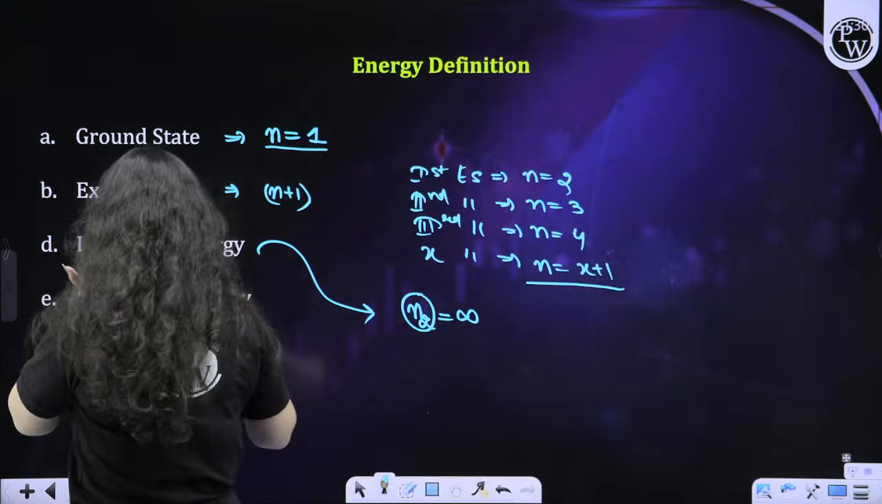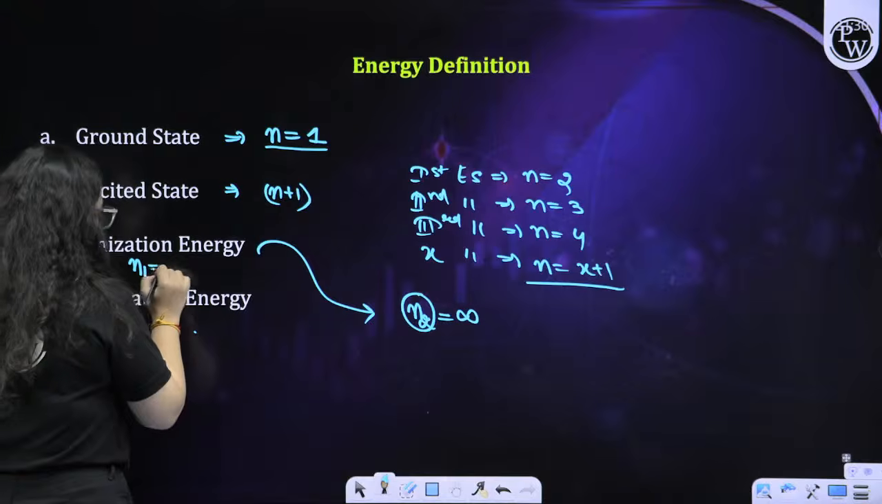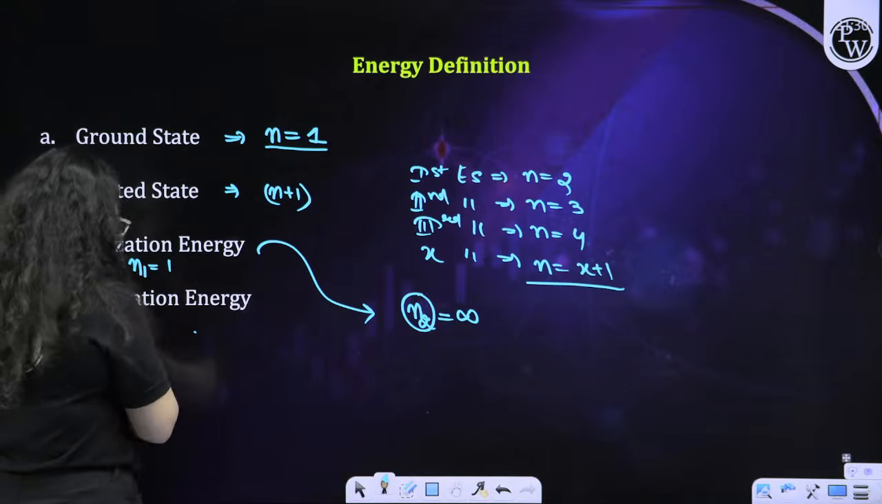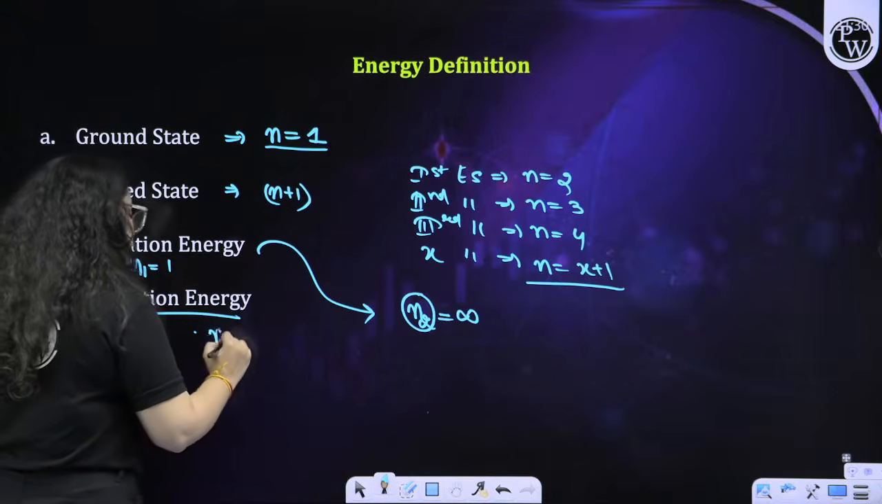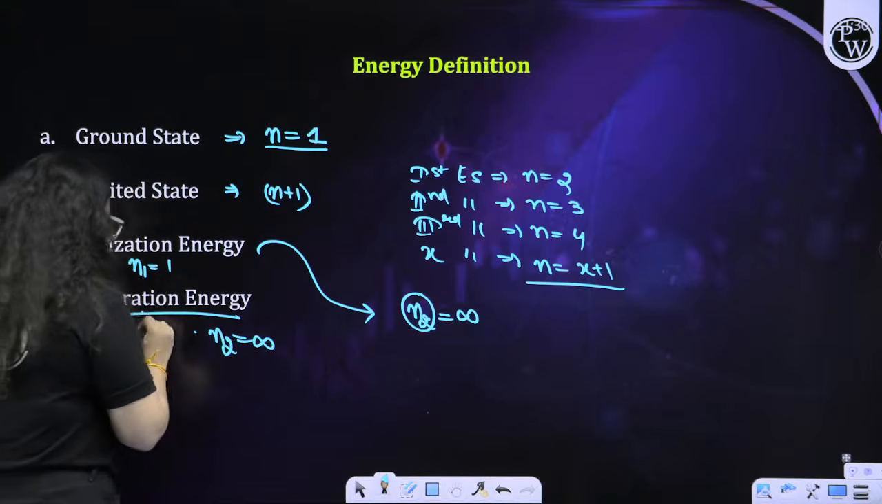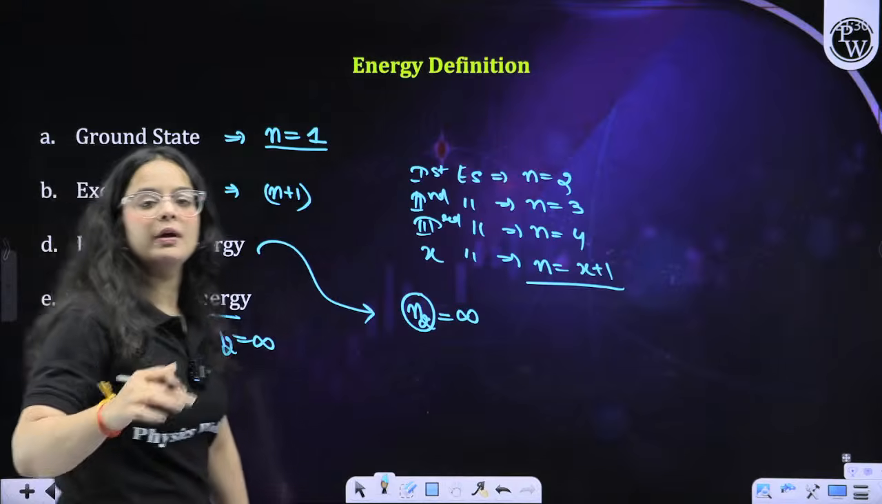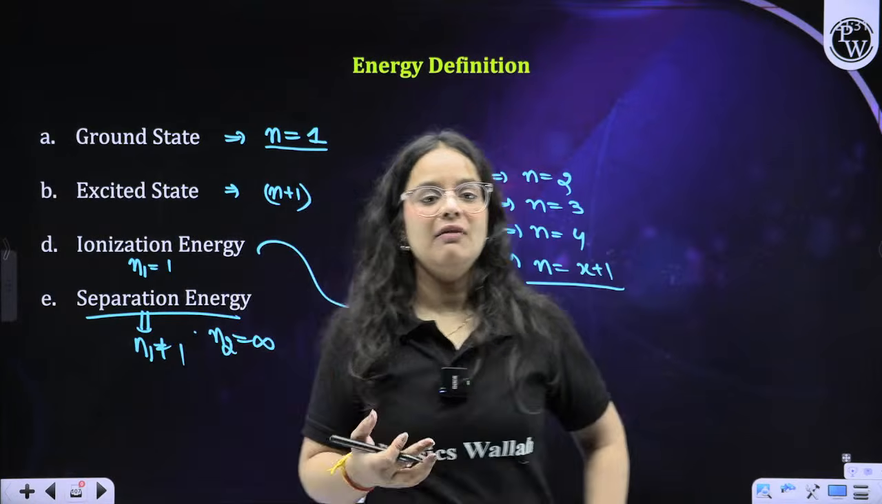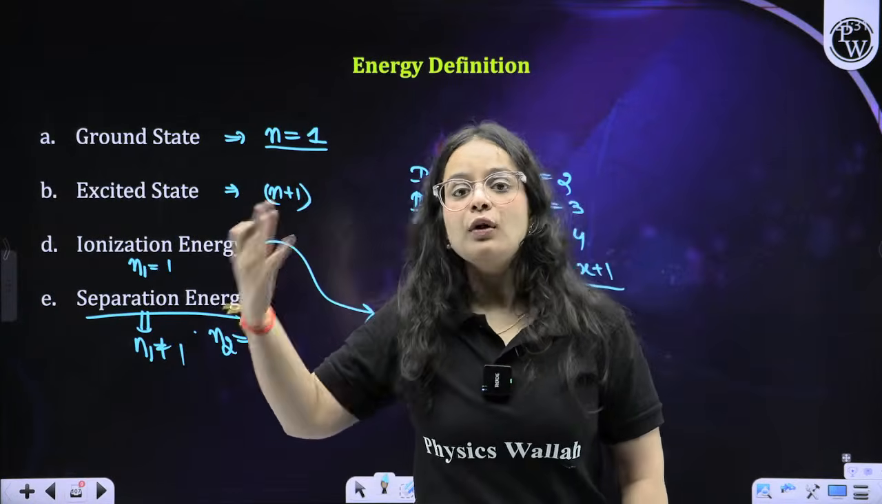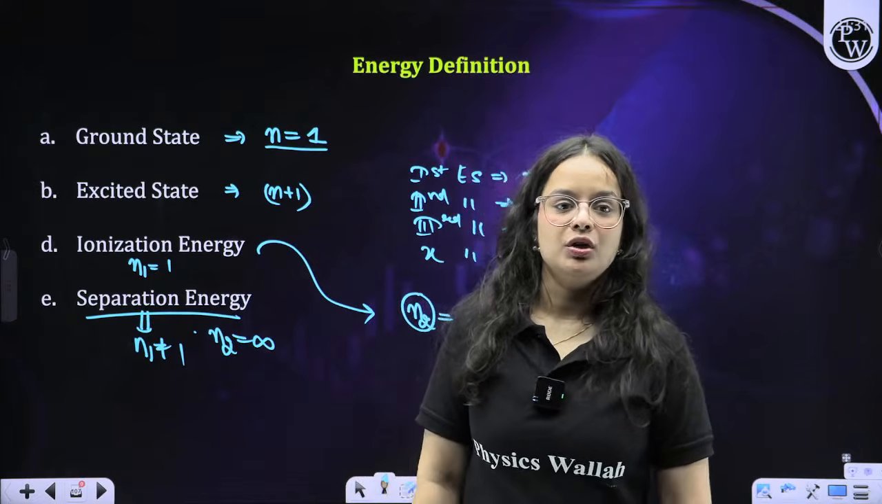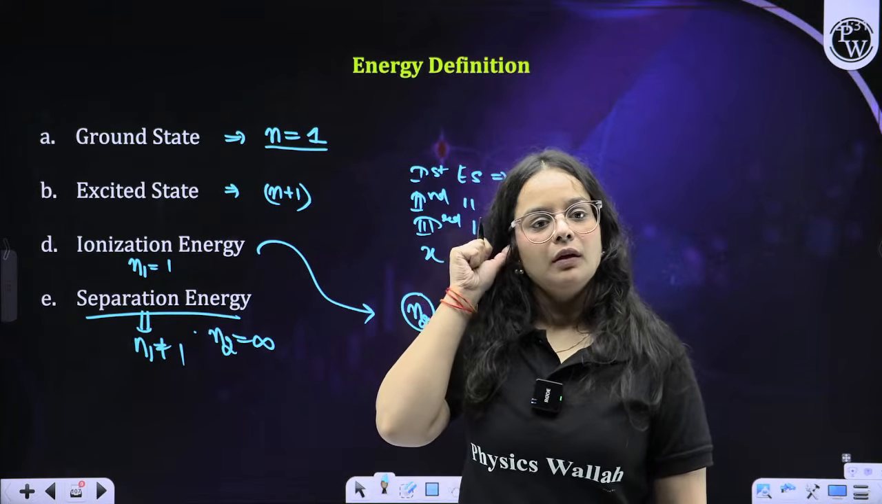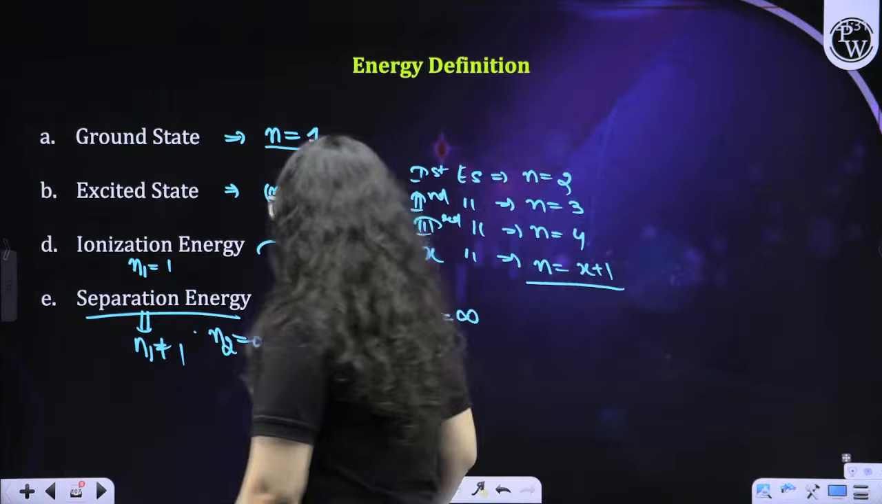Separation energy, what is separation energy? N1 can be whatever, 1, 2, 3, depending on the different conditions. Separation is also to move it to an infinite value. But here N1 can never be the ground level. It is always the excited level. The electron will jump out from the excited level. That is separation energy. Okay, this is how the concept actually operates.